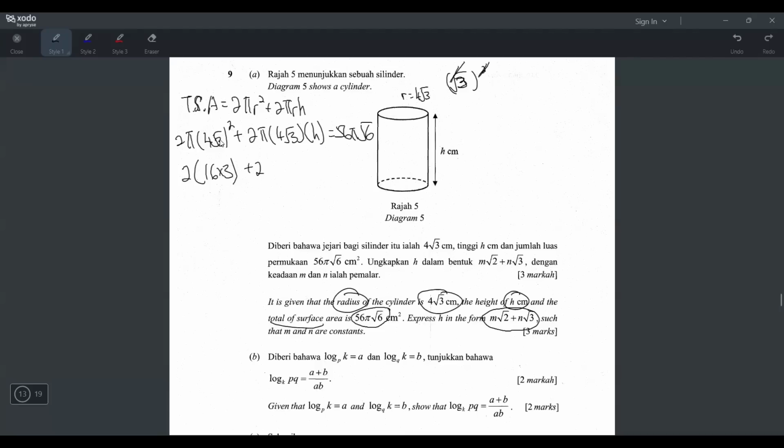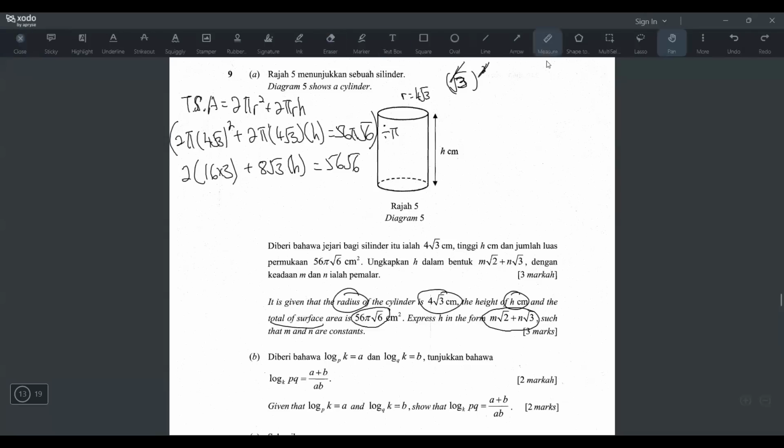But the pi, I already divided by pi, so the pi disappears. And then 2 times 4 square root 3, straight away write 8 square root 3. Because 2 times 4 is 8, right? A number can only be multiplied with a number, and a square root can only be multiplied with a square root. So the square root 3, leave it like this, and then h. The h just write beside like this, equals 56 square root 6, because the pi, I already divided by pi. So I should write like this, everything divided by pi. Let me make some space.